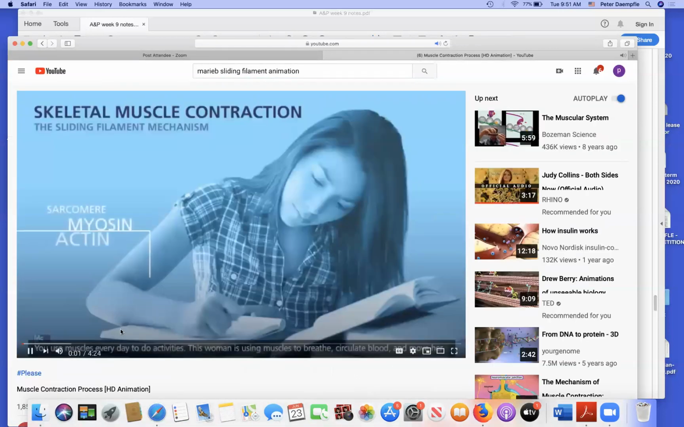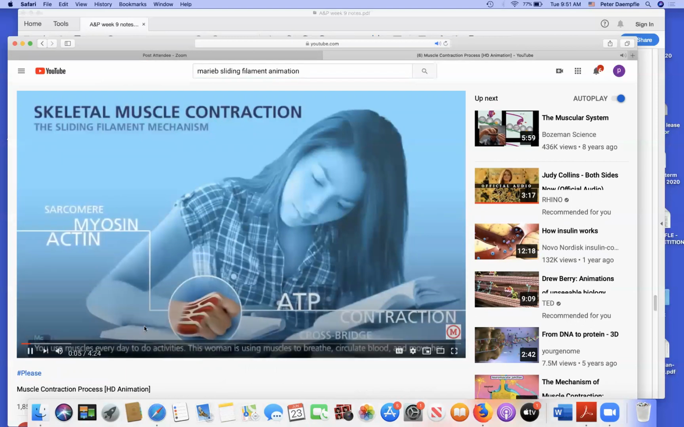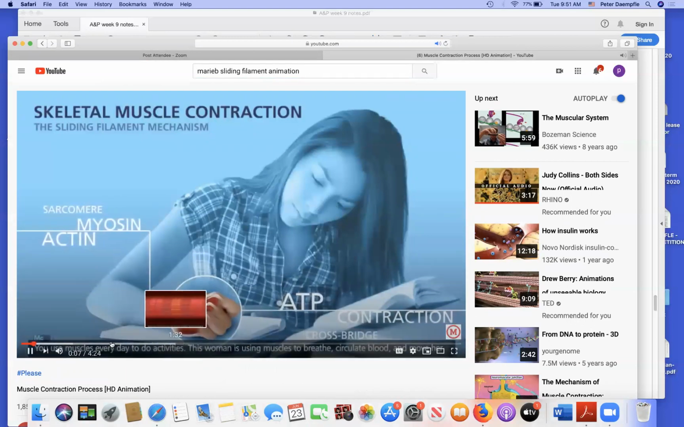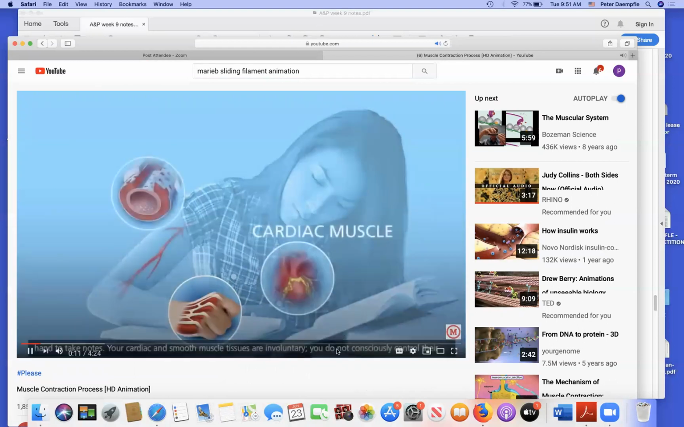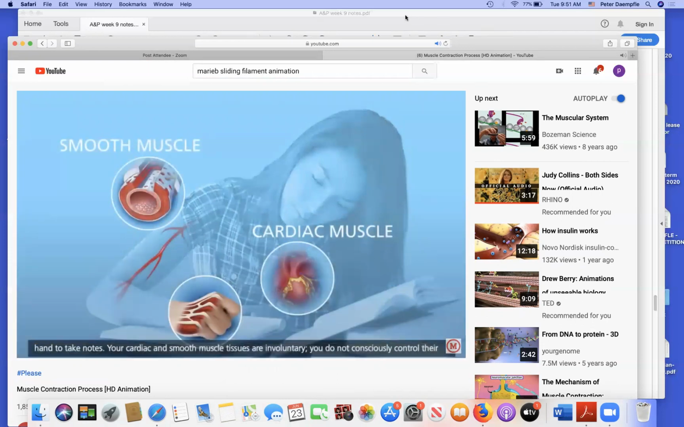You use muscles every day. This woman is using muscles to breathe, circulate blood, and move her hand to take notes. Your cardiac and smooth muscle tissues are involuntary. You do not consciously control their actions. Skeletal muscle works under voluntary control.